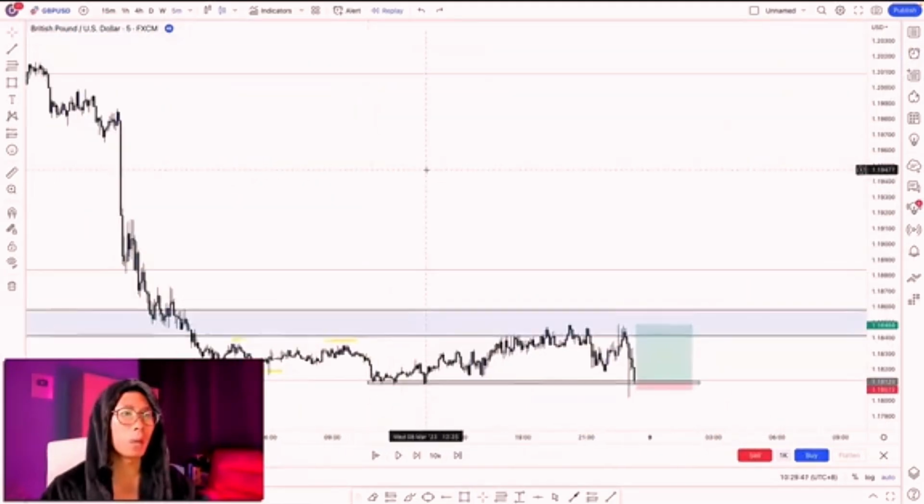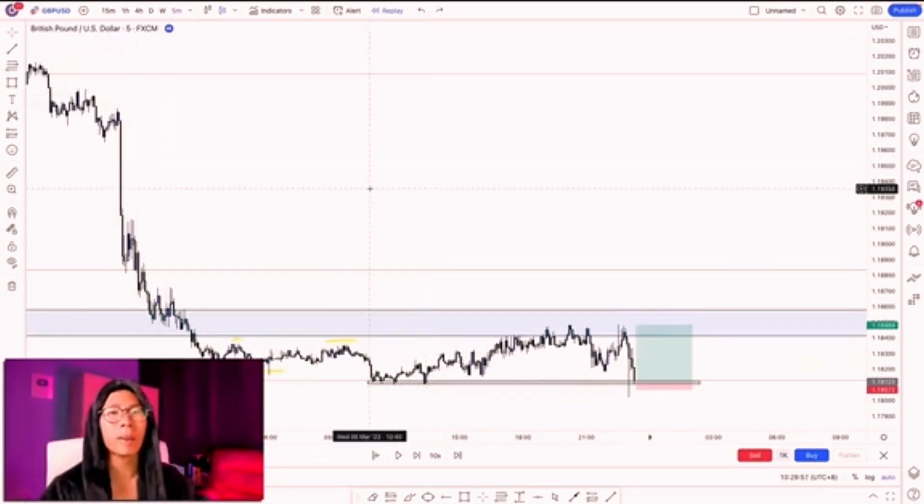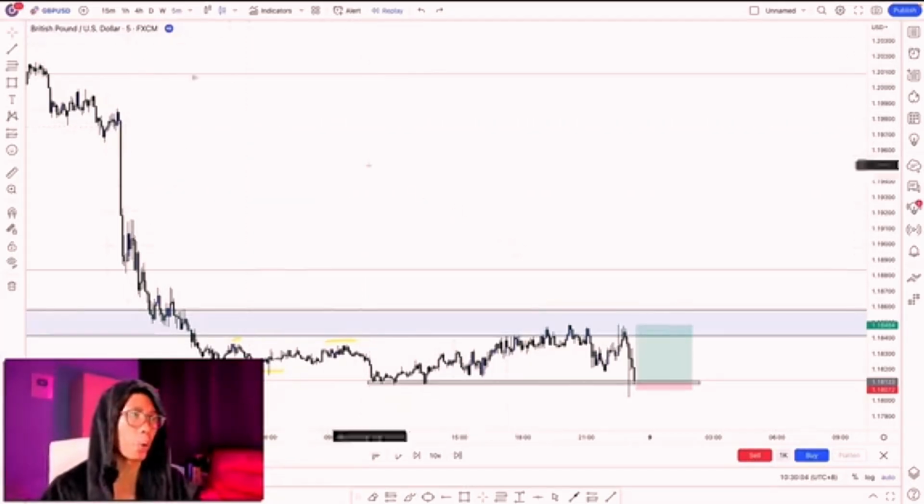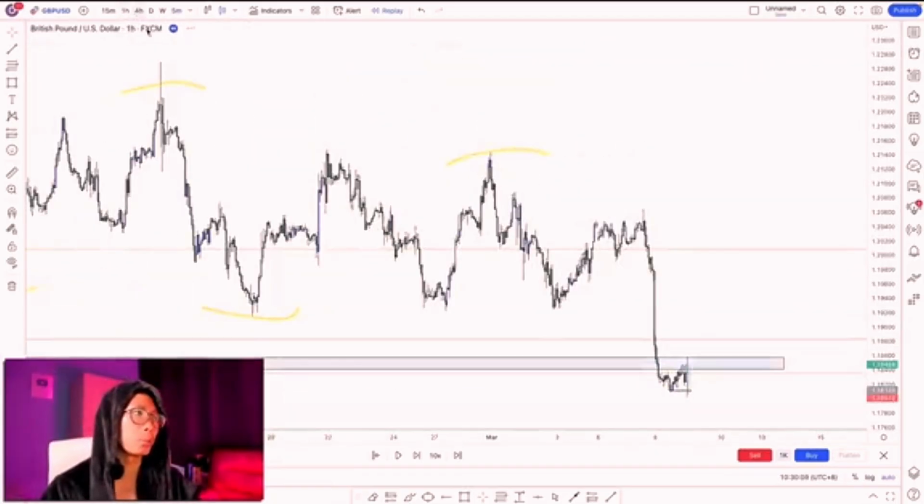But if you are more of an intraday or swing trader like me, what I like to do is to ideally maximize the amount of profits that I can extract from the market. So that's where I will zoom out to the higher time frame to look for my take profit levels. So zoom out, zoom out, zoom out.